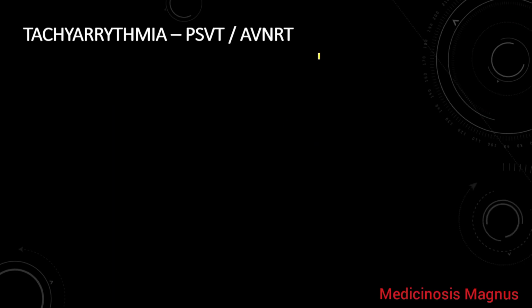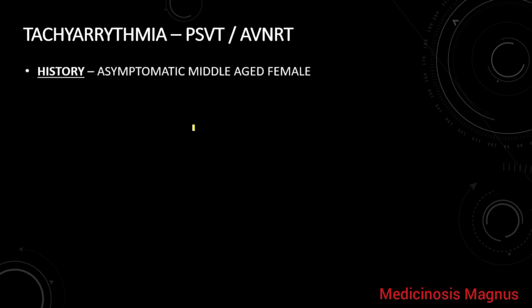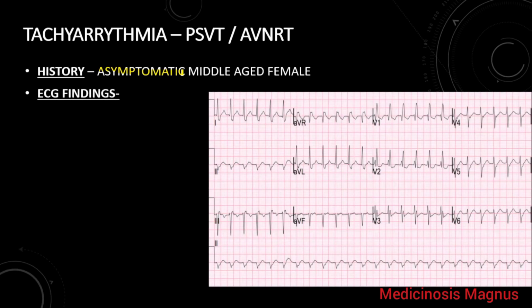Now let's see about PSVT and AVNRT. PSVT is paroxysmal supraventricular tachycardia, also called AV nodal reentrant tachycardia. The patient is usually a middle-aged female, and she is asymptomatic. The ECG findings to be seen here are hidden P waves. P waves are present, but they are overlapping so that we cannot see them.